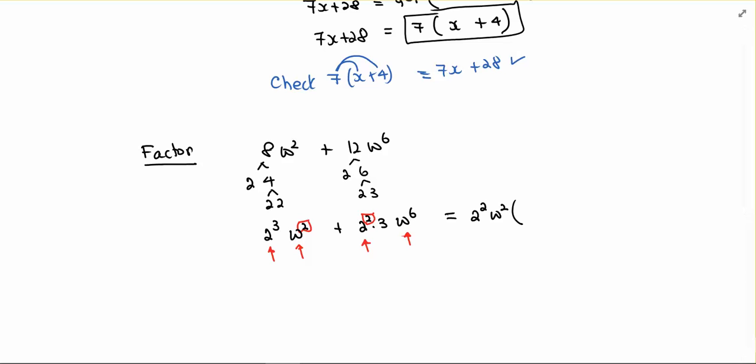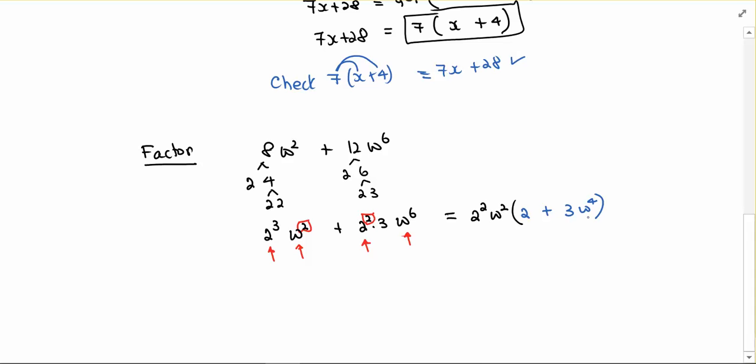Now, what is left behind? Well, over here, if I take 2 from this 2 cubed, I have 1, 2 left. And the w's, well, they were both accounted for. Now if I move on to this second expression, this 2 squared was accounted for, but the 3 was not. And then the w, I've taken away 2, so it's going to be w to the 4.